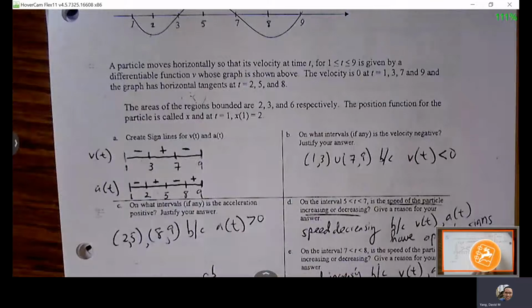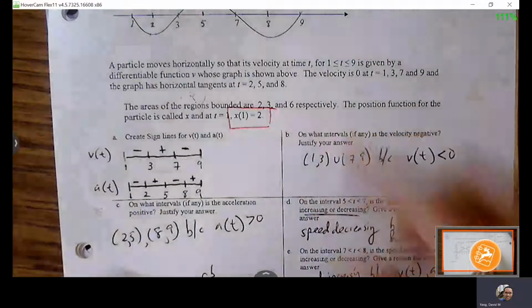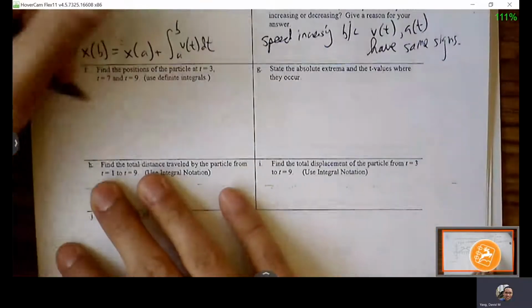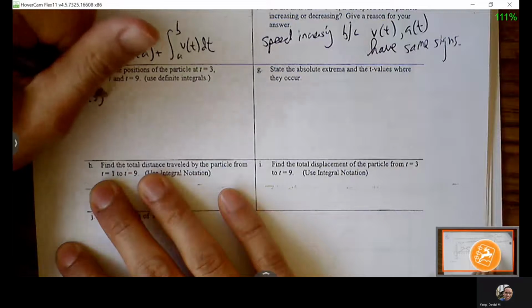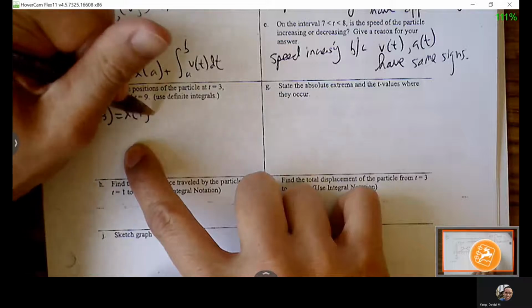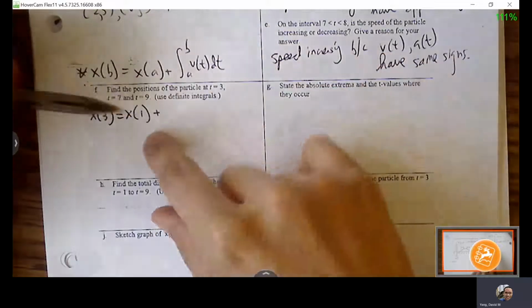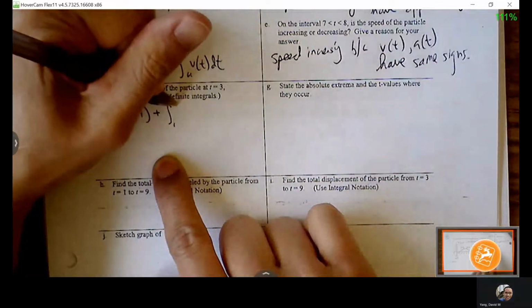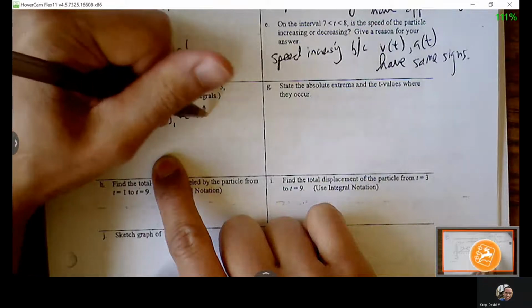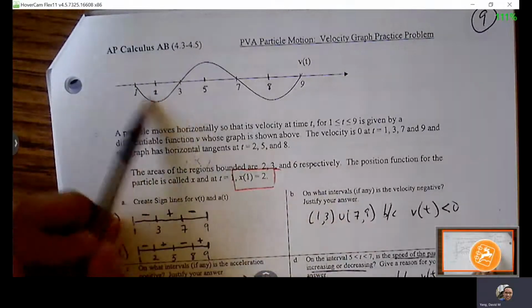We have x of 1 equals 2. That is my starting point. Okay. So if I want to find x of 3, I need to start at x of 1. And I need to figure out how much progress I made, my displacement between the two times. x of 1 is 2. Definite integral from 1 to 3 of v of t. We see that this is going to be negative 2, right?